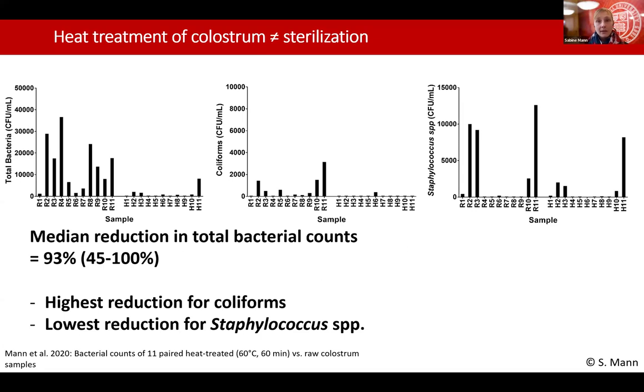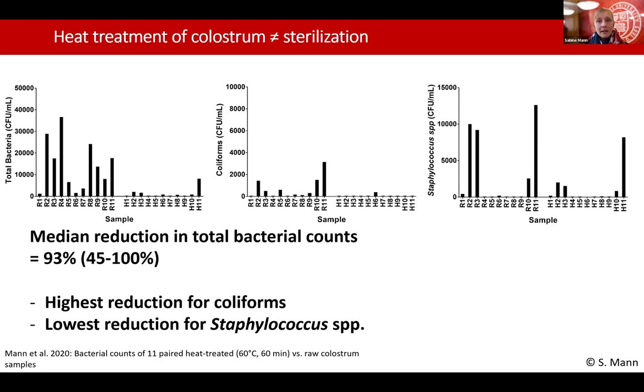bacteria overall in this very left-hand graph. And particularly it does a good job of killing coliform bacteria. And it doesn't do as good of a job of killing staphylococcus. There are a few data sets out there, and the ones that are out there would suggest that this is true across these different data sets, that gram positive bacteria, specifically staphylococcus, can survive the heat treatment process pretty well.